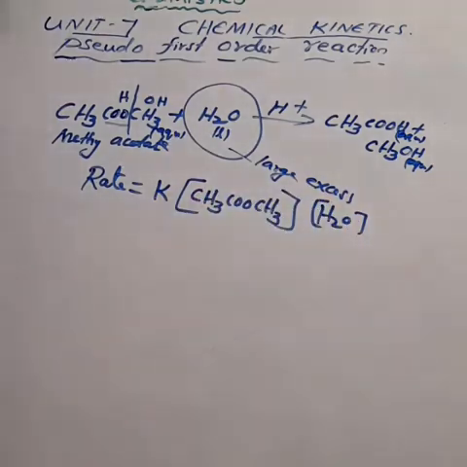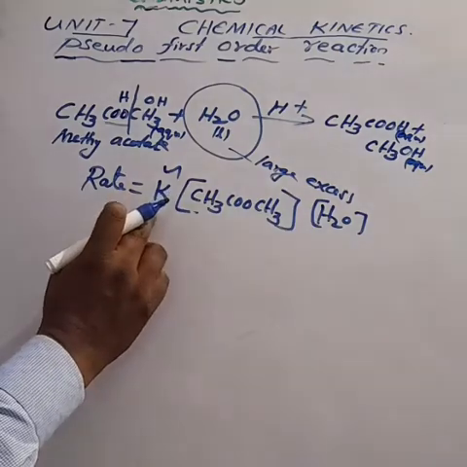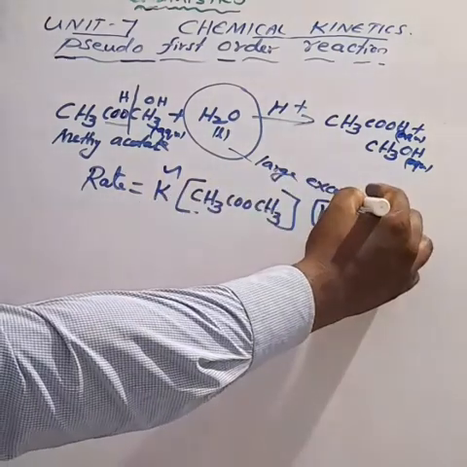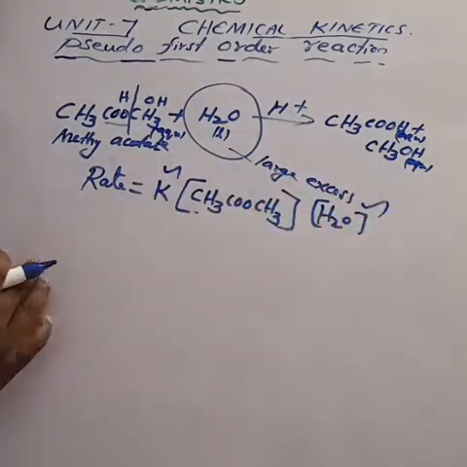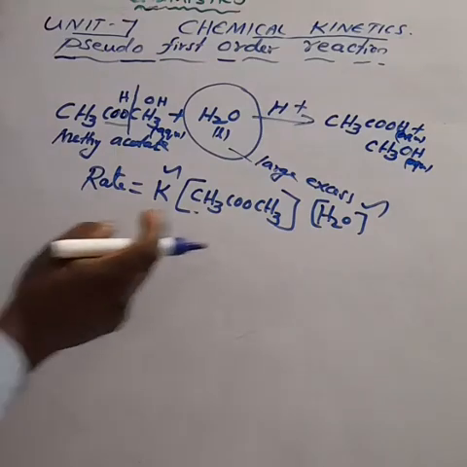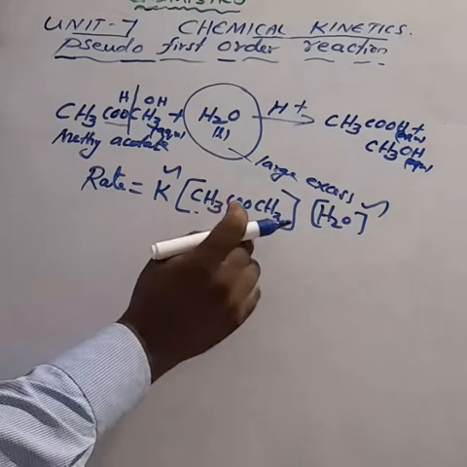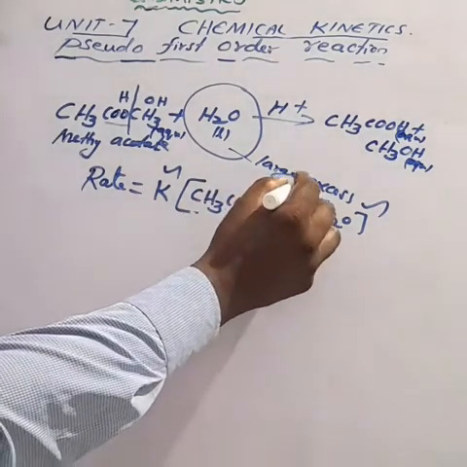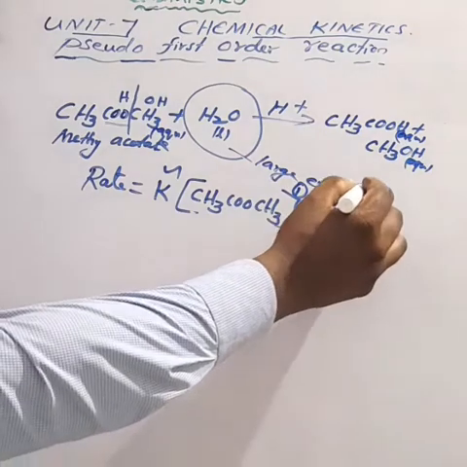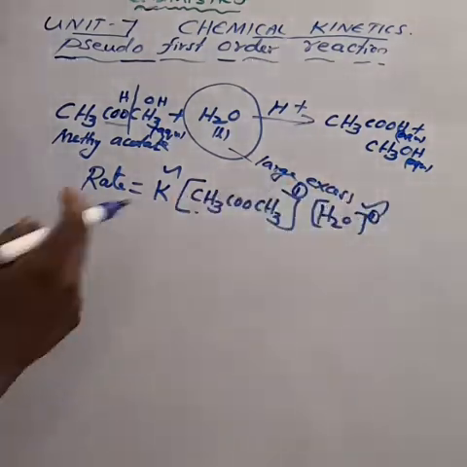Here, two constants are present. One is that K constant, and another one is also water, because we are taking it in large excess. So that is also constant, two constants. Here the order is 2. Am I right? How does the order become 2? Methyl acetate is one concentration, and water is another one concentration. So the order is 2.